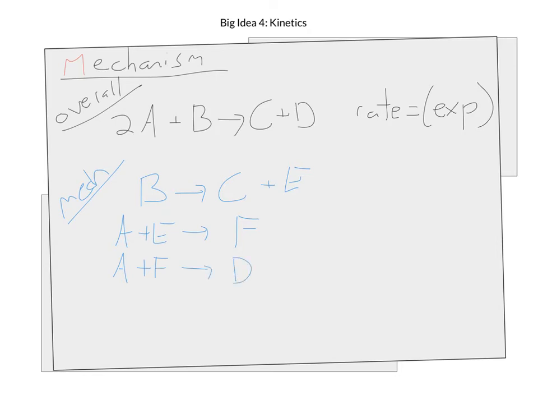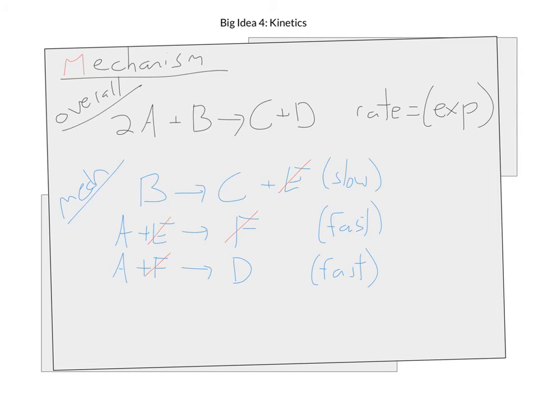Well, we need to check two things here, and then we would just kind of randomly say, okay, this one is slow, this one is fast, and this would be given to you, and this one is fast. We check two things. We say, okay, does this proposed guesswork mechanism add up to the balanced equation? And when we cancel out terms, we see that E is an intermediate, we see that F is an intermediate, and we get B, 2 A's makes C and D. So that checks out. The other piece is the slow step.